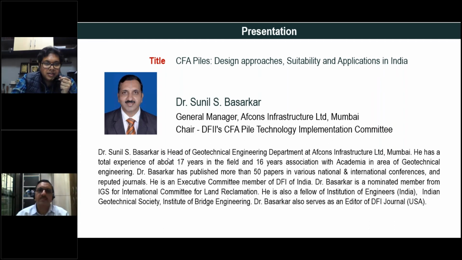Our third presentation is on CFA Piles, design approach, suitability and application in India. I'd like to introduce Mr. Sunil Basarkar. He is the General Manager, Afcons Infrastructure Limited, Mumbai, and Chair, DFI CFA Pile Technology Implementation Committee. Dr. Sunil Basarkar is Head of Geotechnical Engineering Department at Afcons Infrastructure Limited, Mumbai. He has a total experience of about 17 years in the field and 16 years association with academia in the area of geotechnical engineering. Dr. Basarkar has published more than 50 papers in various national and international conferences and reputed journals.